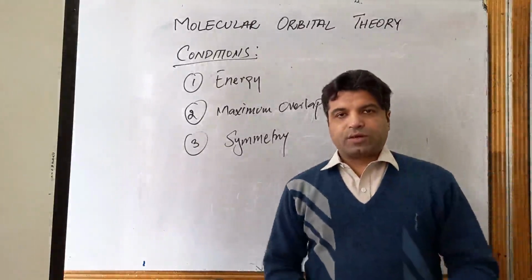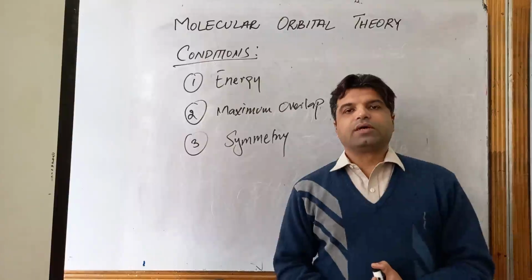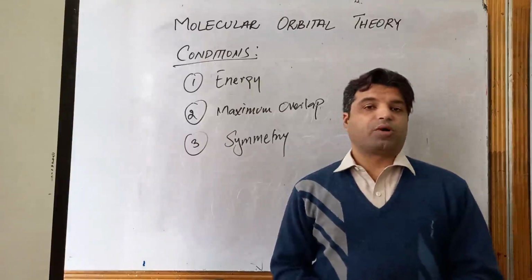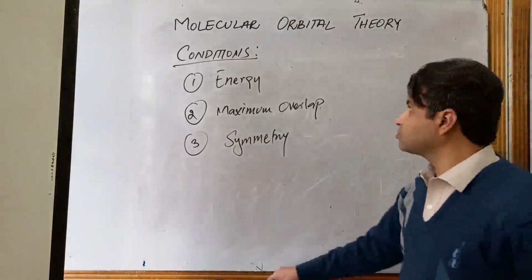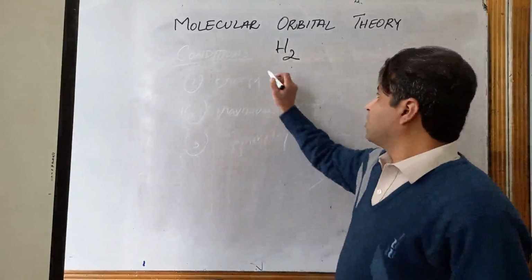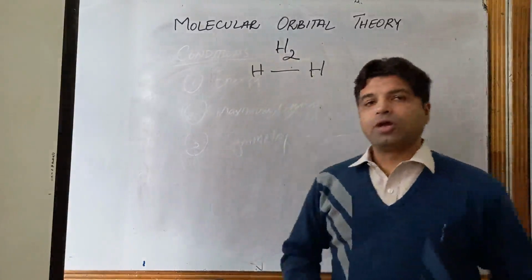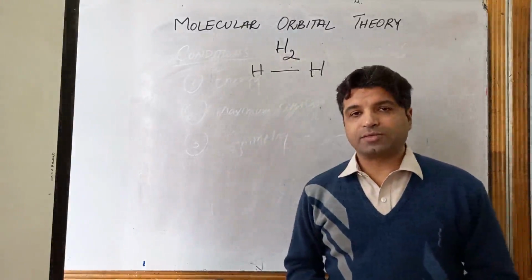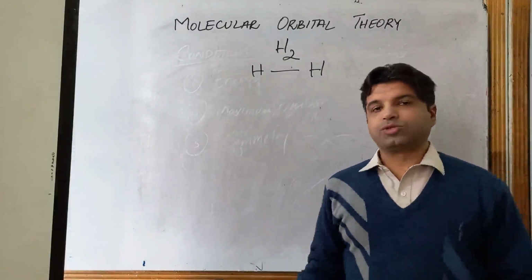Now we will discuss a simple example and explain how molecular orbital theory can explain bond formation. We will discuss some more examples in the upcoming session. So let's see the formation of a hydrogen molecule. In a molecule of hydrogen, we have a single covalent bond between the two hydrogen atoms. Now let's see how this single covalent bond is formed between the two hydrogen atoms.